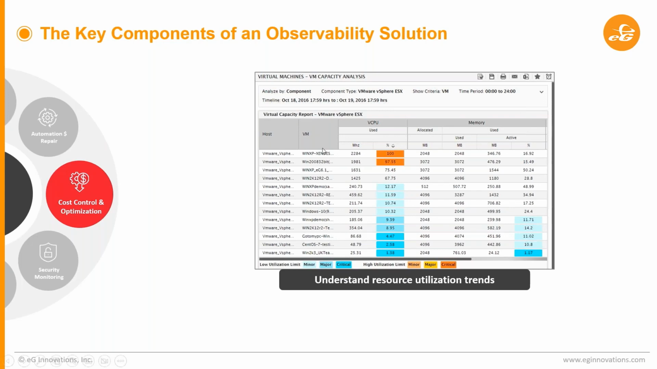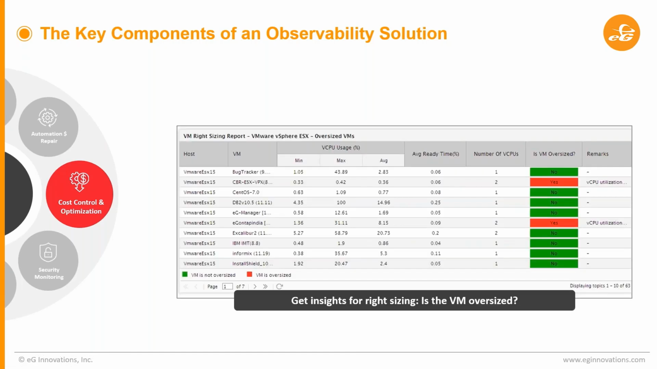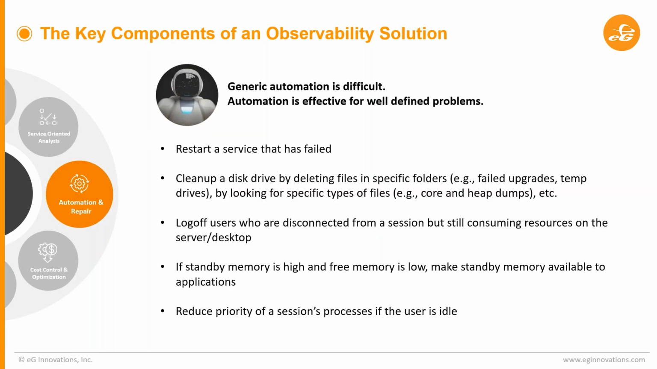So in an observability solution, you will be able to clearly see which systems are overutilized, which ones are underutilized. The underutilized systems are often targets for right sizing. In the same way, there are also reports, many tools today that give you right sizing reports that tell you whether a virtual machine is undersized or oversized. Having that type of capability is important, again, to ensure that your cloud costs are optimized.